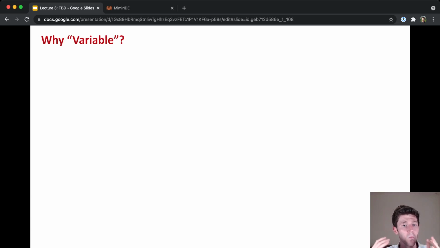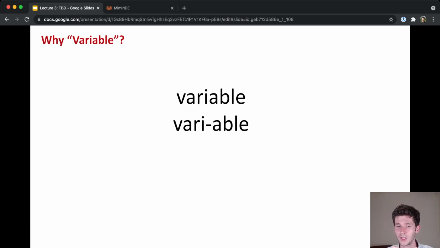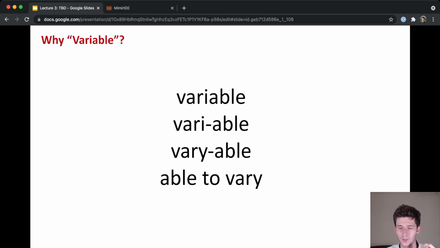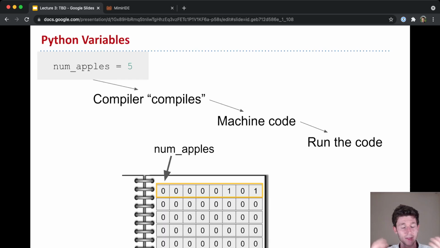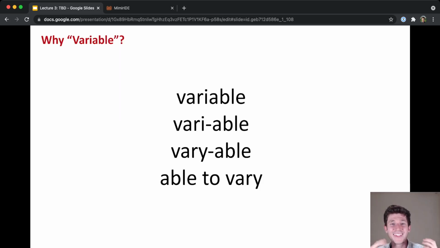By the way, have you thought about where the name variable comes from and why we call them variables? Well, we can split it up into its kind of root and tail here. Variable, which comes from the word vary, like different, or differing. And this really means that a variable is something that is able to vary. And so that makes sense. Like A equals 5, we can also set A to be 10, or A to be 50, or A to be 1,000. A is the variable, and its actual value can vary. It's able to vary.